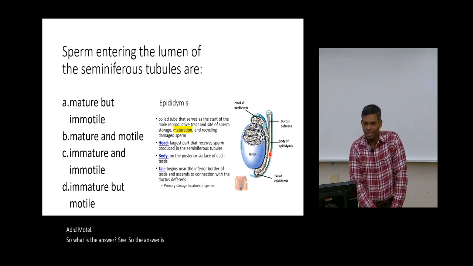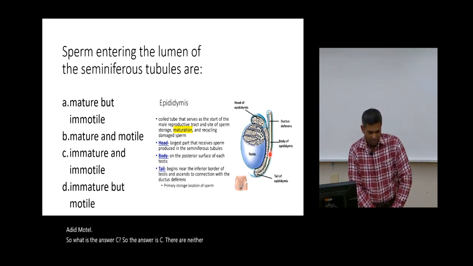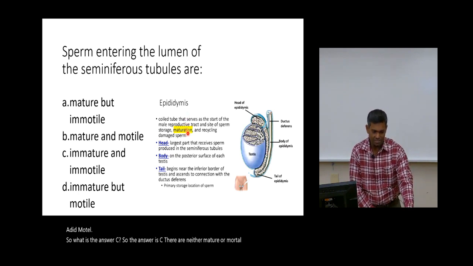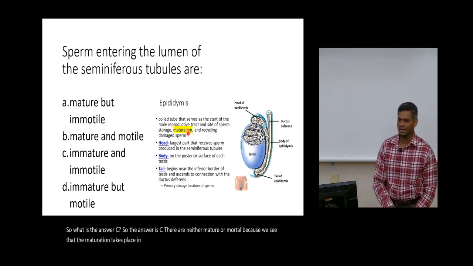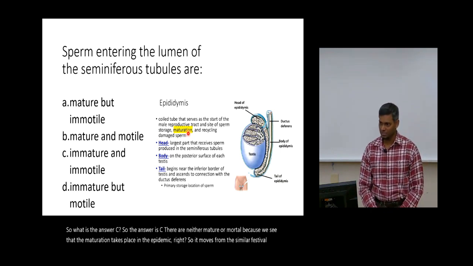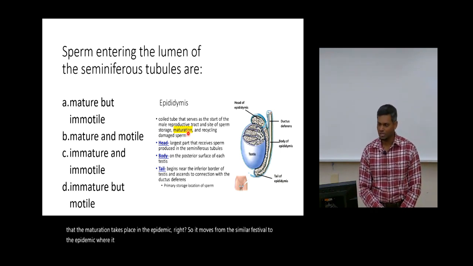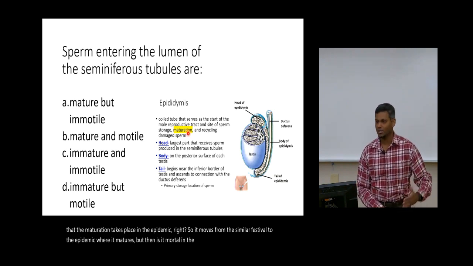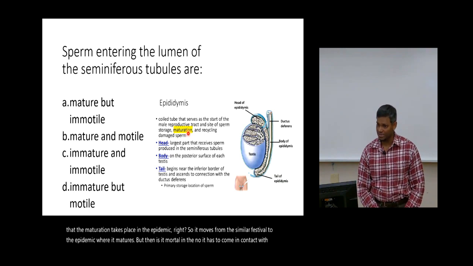They are neither mature nor motile, because we see that the maturation takes place in the epididymis, right? So it moves from the seminiferous tubule to the epididymis where it matures. But then is it motile in the epididymis? No, right? It has to come in contact with the fluids released by the accessory glands.